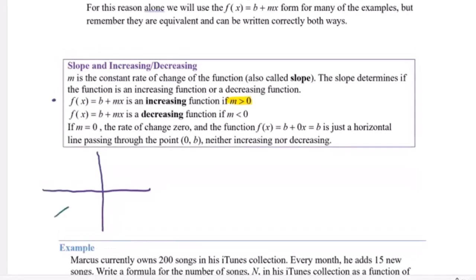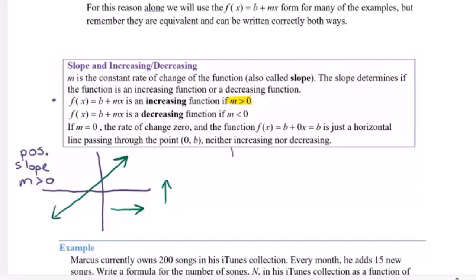So this is increasing, because even though I can have an arrow at both ends, if I read from left to right, as x increases, y increases. Therefore, we have an increasing function, also a positive slope. M is greater than 0.